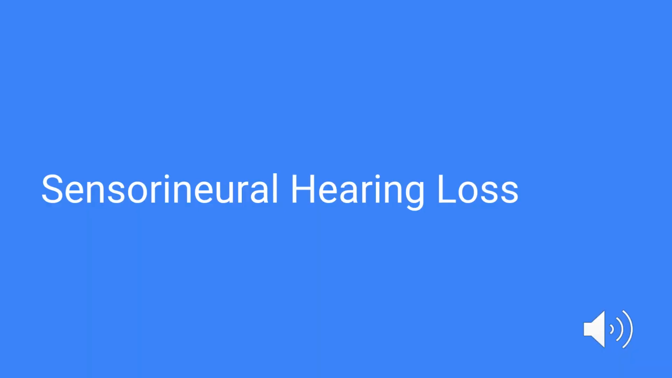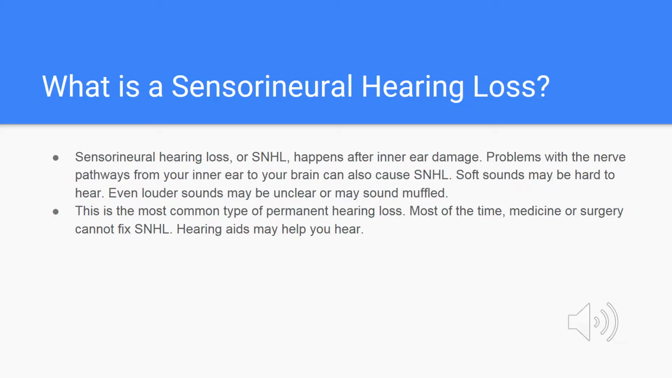Caitlin will now be talking to you about sensorineural hearing loss. The second type of hearing loss we're going to be discussing is sensorineural hearing loss. Sensorineural hearing loss, or SNHL, happens after inner ear damage. Problems with the nerve pathways from your inner ear to your brain can also cause SNHL.